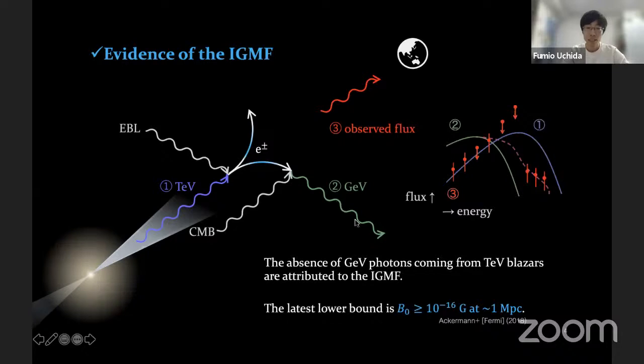And the latest lower bound on the strength of the IGMF is here, 10 to the minus 16 Gauss at the scale of 1 megaparsec.